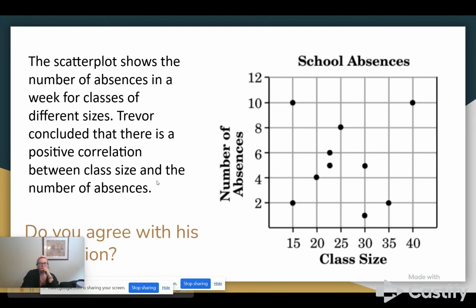The scatter plot shows the number of absences in a week for classes of different sizes. Trevor concluded that there is a positive correlation between the class size and the number of absences. Based on this visual of the scatter plot, do you agree or disagree?